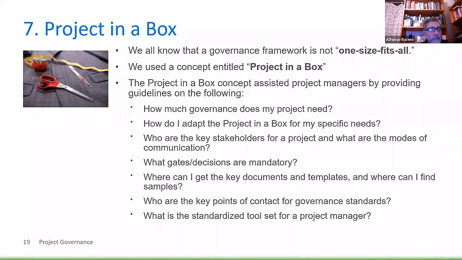Because samples are very, very important, mainly when people are trying to use this type of governance framework. They need to know how to apply it, how to do a follow-up, how to criticize it, learn about it, and improve it. And then, who are the key points of contact for governance standards? What is the standardized tool set for a project manager? This type of thing. So we were trying to work a little bit on that.